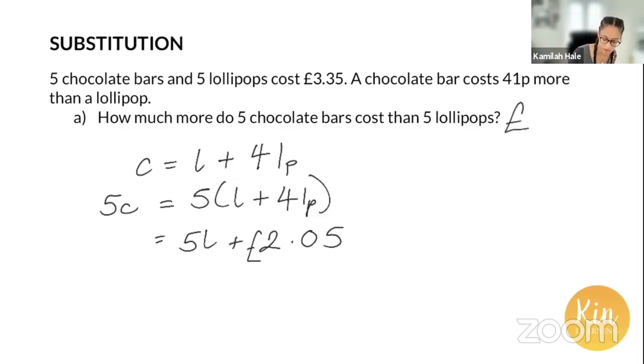Okay, so 5 chocolate bars cost £2.05 more than 5 lollipops. Okay, the question gets a little more complicated.